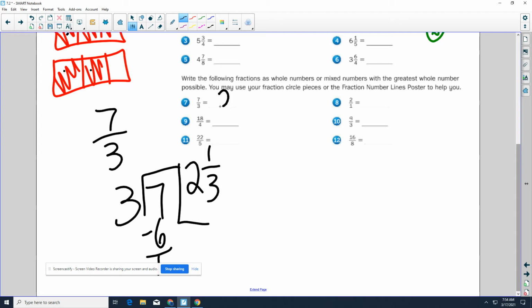You should have the same denominator that you started with. And you write your remainder over that denominator. So let's look at 12 here.